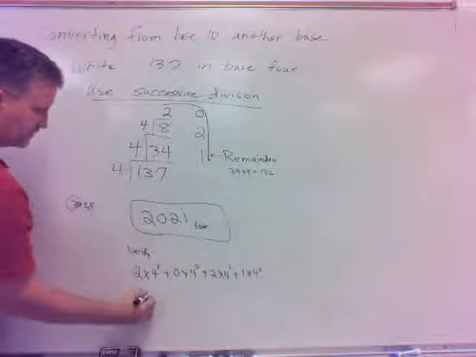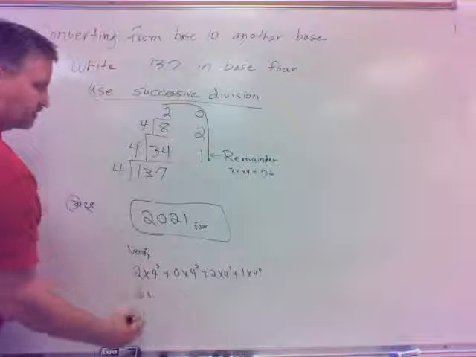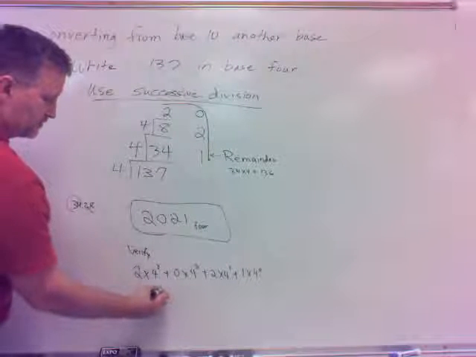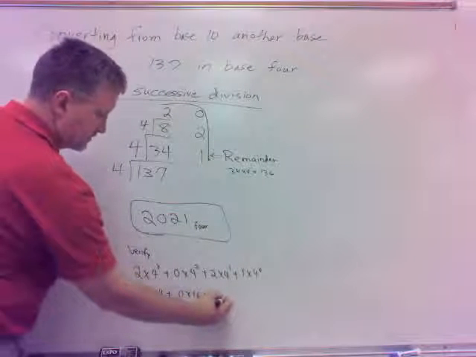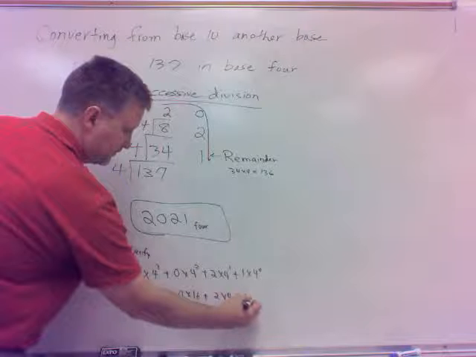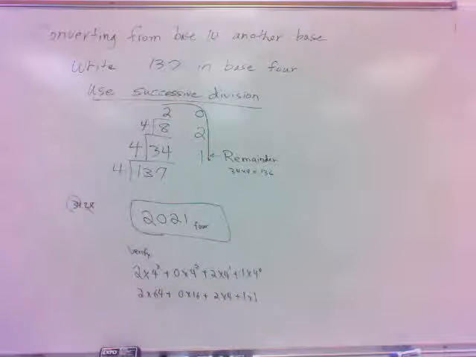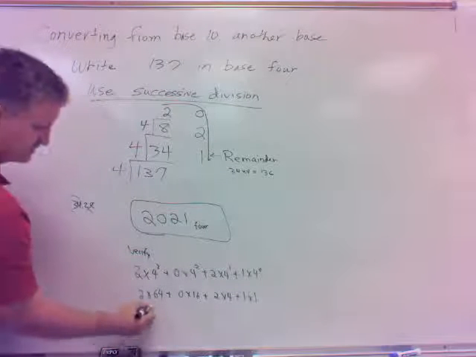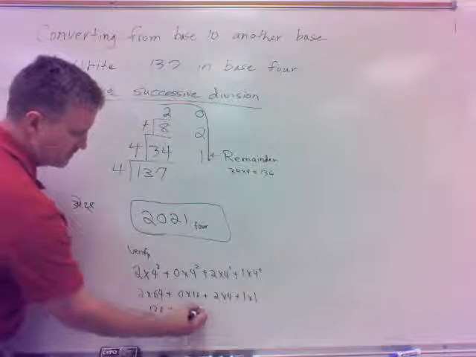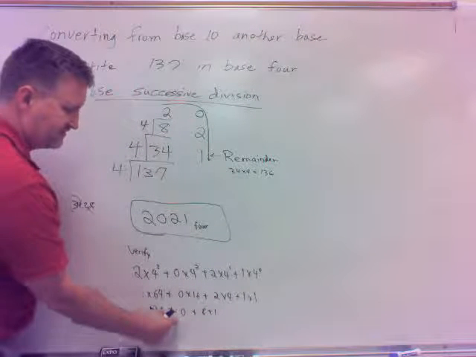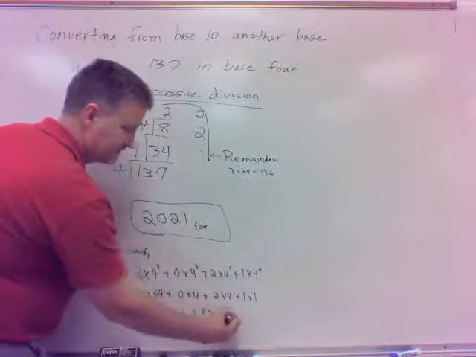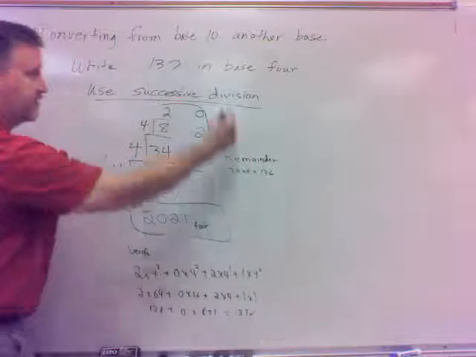So that'll be 2 times 4 to the third is 64, 0 times 16, 2 times 4, and 1 times 1. Is that 137? 2 times 64 is 128. 0 times 16 is 0. 8 and 1. How about that? Isn't that 137? 128, 8 and 1? 137. So sure enough, it works.